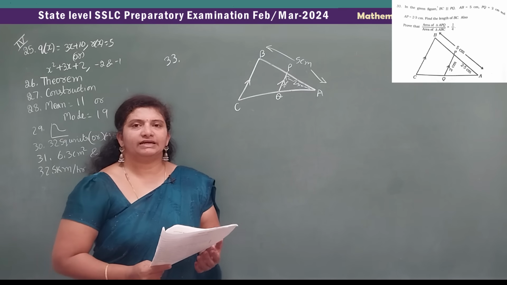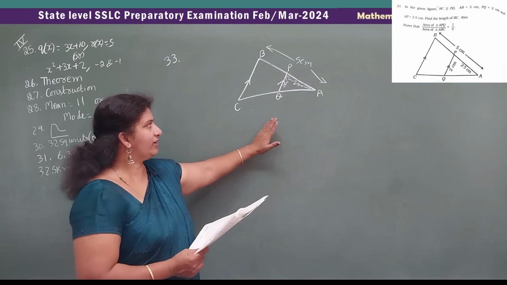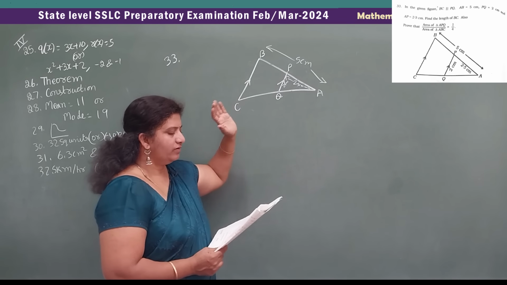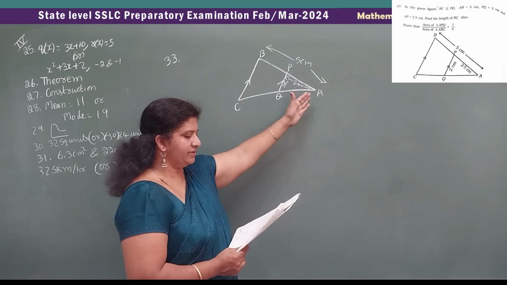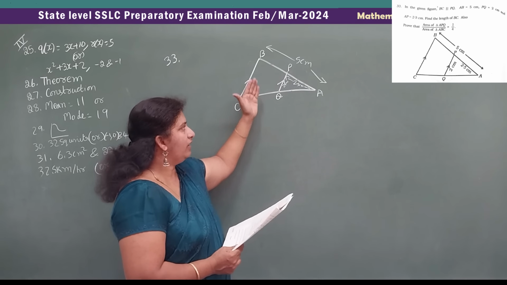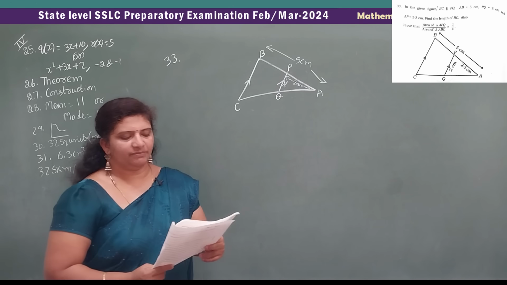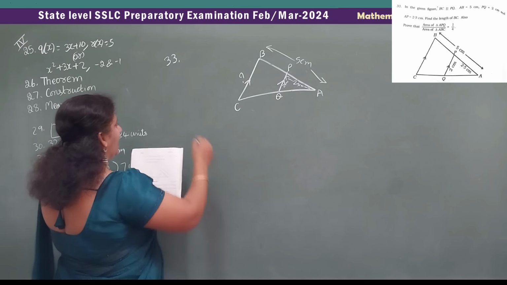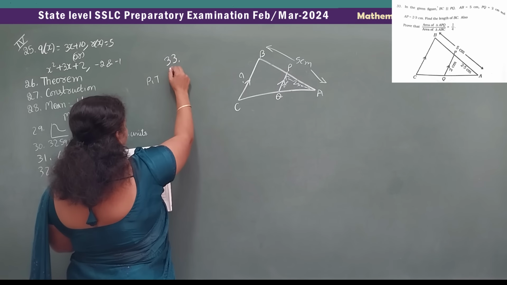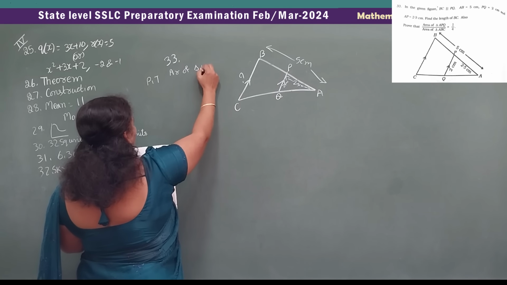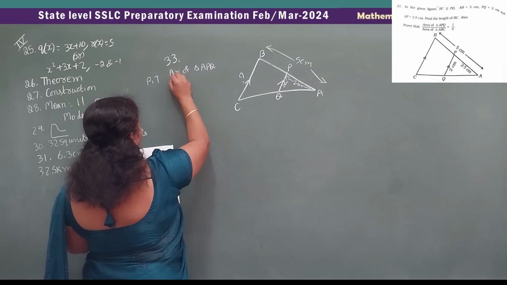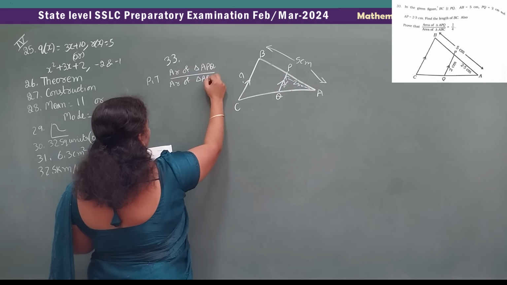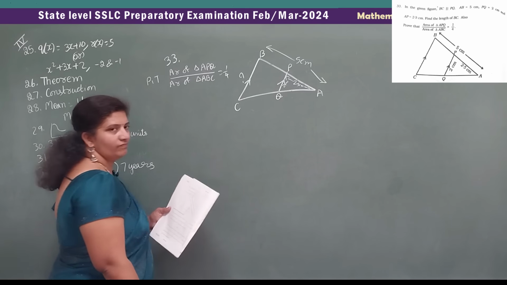That's it. 33rd one. In the given figure, you can see the figure here. BC parallel to PQ. AB is equal to 5 centimeters, PQ is equal to 2 centimeters, and AP is equal to 2.5 centimeters. Find the length of BC. Also, prove that. What we need to prove? Area of triangle APQ by area of triangle ABC is equal to 1 by 4. We need to prove that.